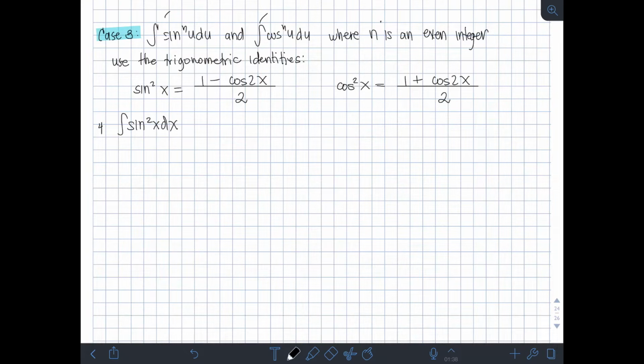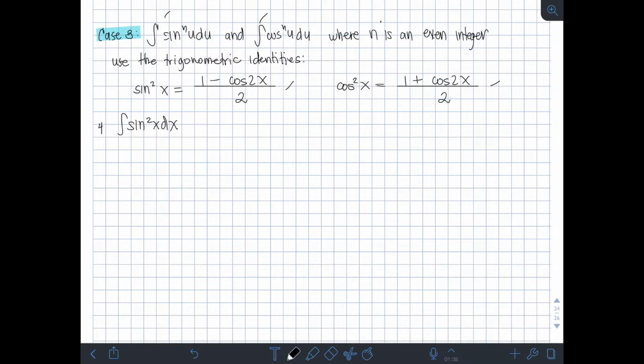So, kapag ganon, gagamit daw tayo ng trigonometric identities na sin squared x is equal to 1 minus cosine 2x over 2. Then, cosine squared x is equal to 1 plus cosine 2x over 2. Okay, so sa trigo identity natin to, right? Kung maaalala nyo. So, let's try to solve this example.